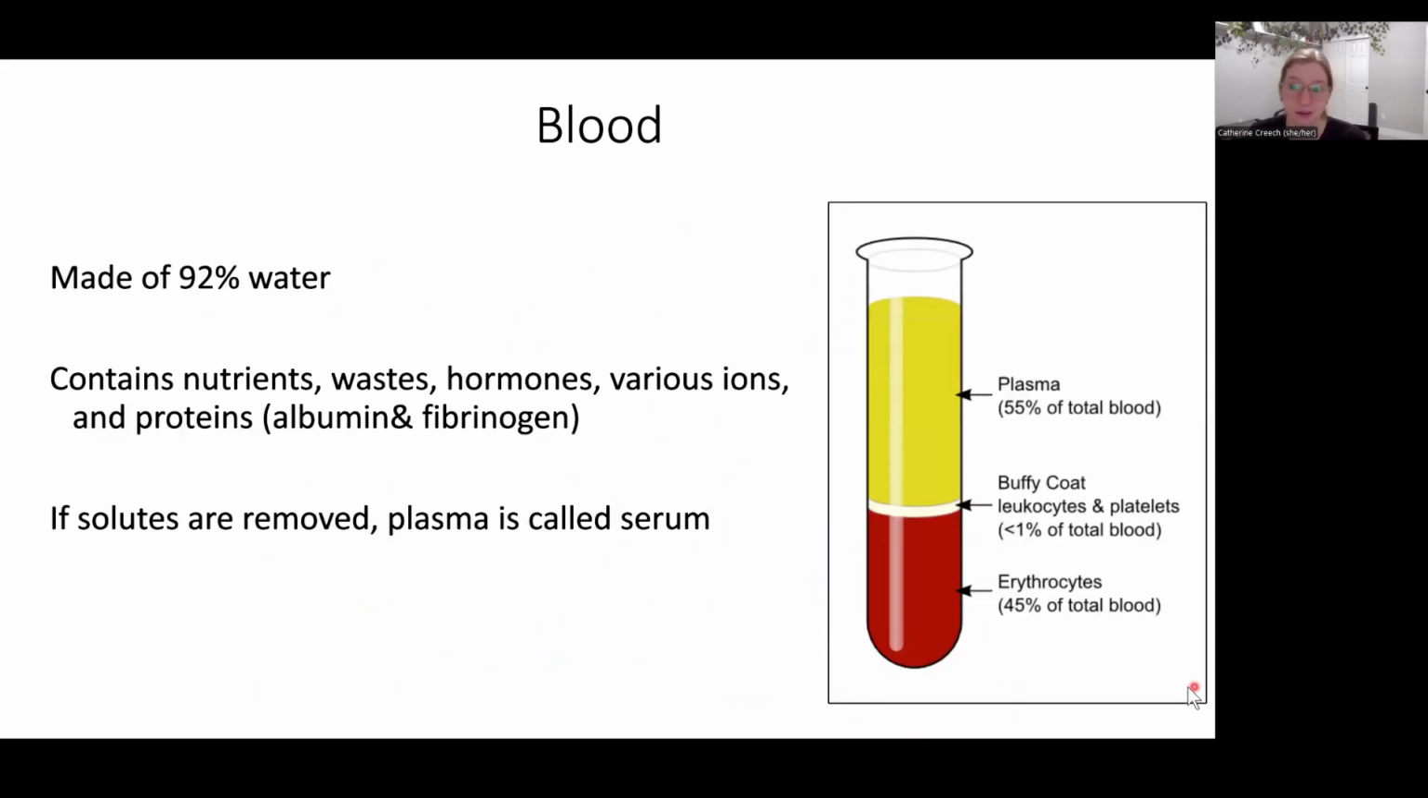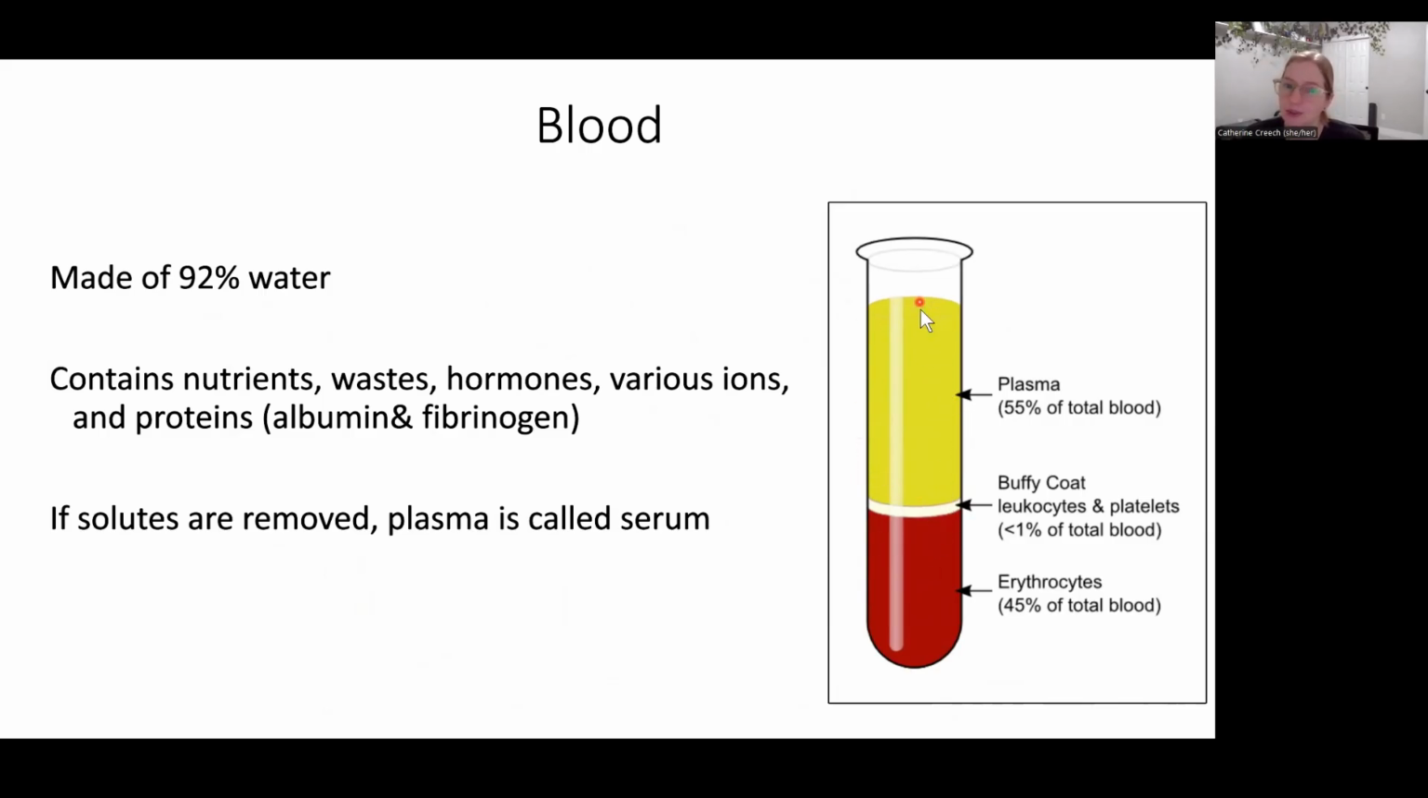If we were to spin our blood and separate out the solids and the liquids, we would find that almost all of it is 92% water. But if we spin it, about 45% of it would be our hematocrit, which is going to be our red blood cells. That's still a lot of water in there, but our red blood cells would make up 45% of it. The buffy coat is where we're going to find our white blood cells. And then the plasma, that's 55% of our blood.